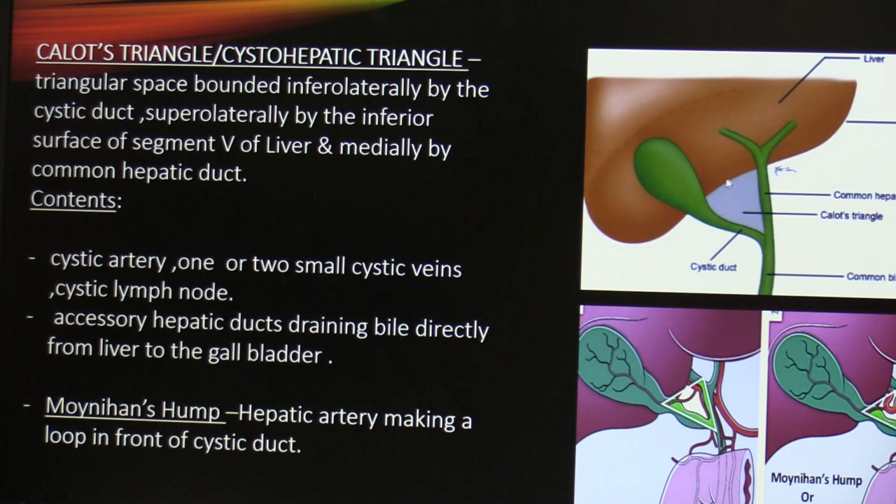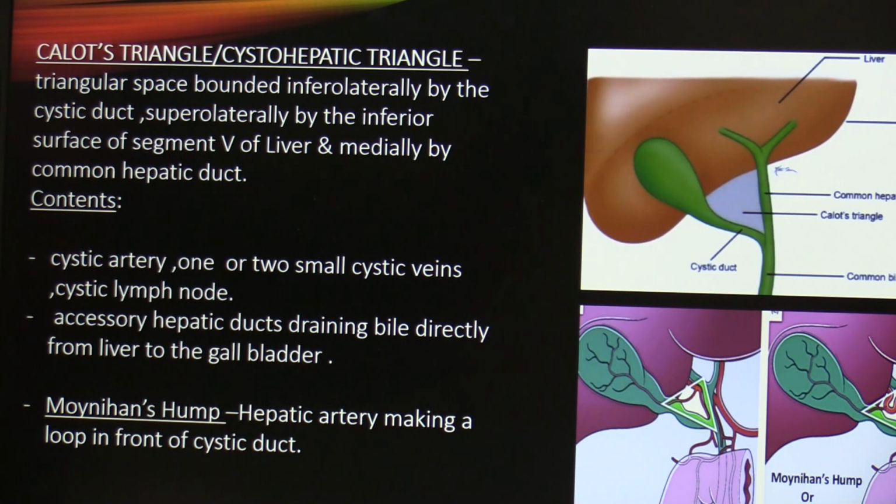Since we are saying it is a triangle, there may be some structures in it. So what are the structures of this Calot's triangle? There are cystic arteries, one or two small cystic veins, cystic lymph nodes. There can be an accessory hepatic duct draining bile directly from liver to the gallbladder. This Calot's triangle is important because when we do cholecystectomy, one method of operating and removing the gallbladder is through this Calot's triangle. We will see in the further slides.